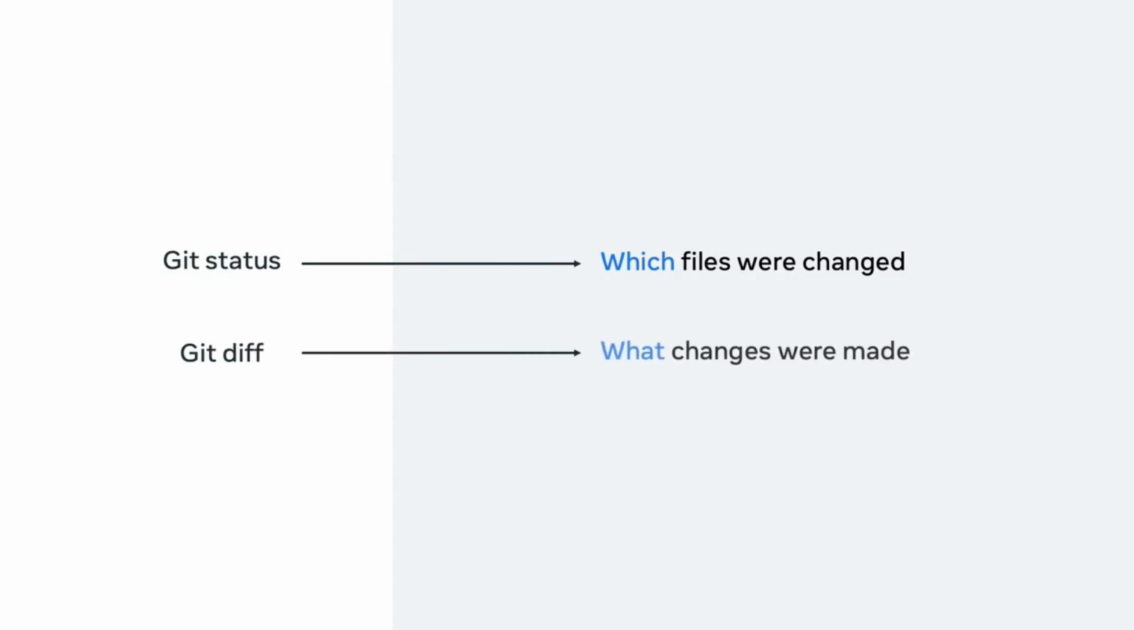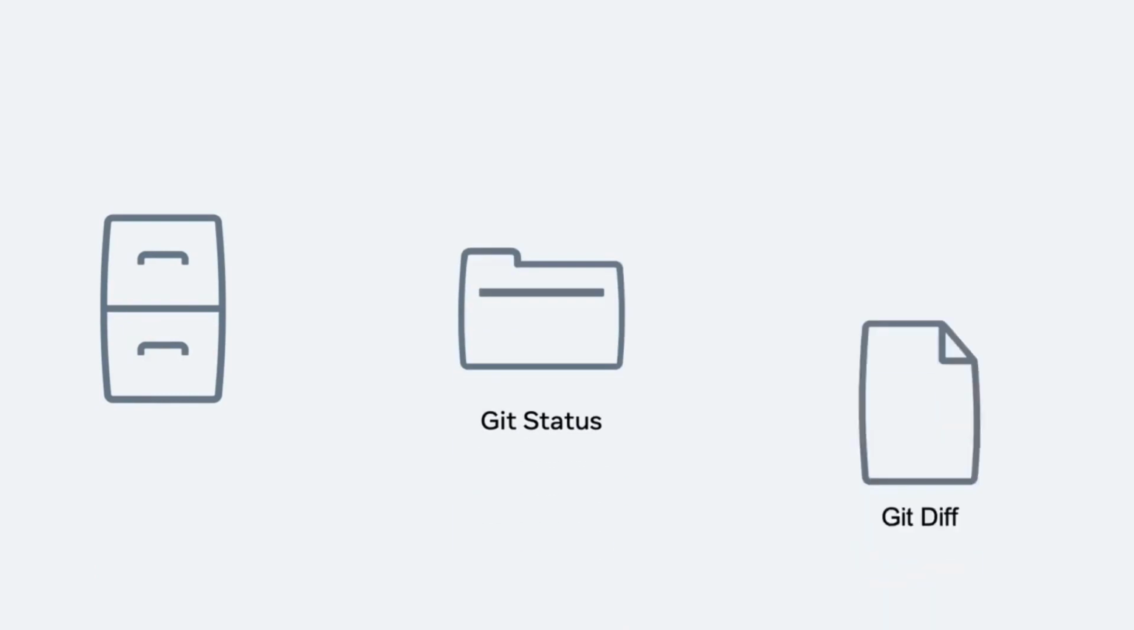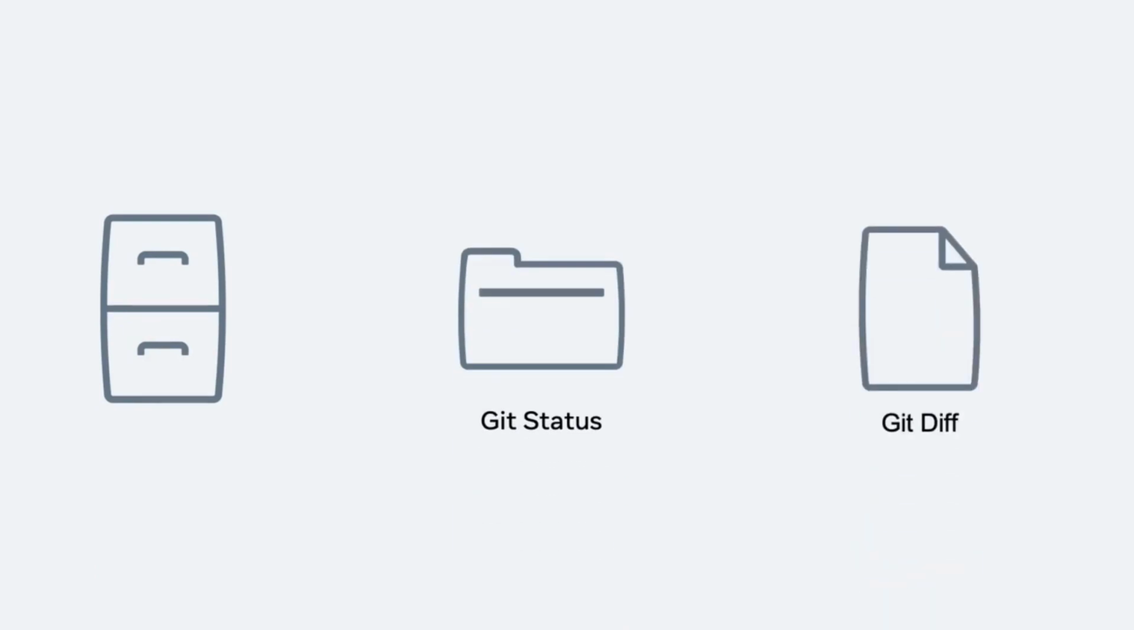commits. You probably know that the git status command tells you which of your files have been changed. The git diff command goes a step further and tells you what exactly these changes are. When used together, you can think of them as a file system. Git status tells you the file names, but to open the file and see the contents, you'll need to use git diff.